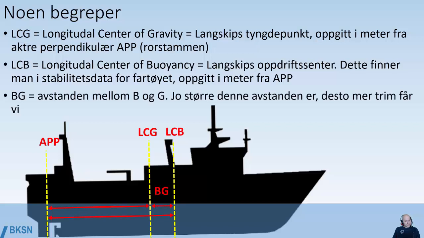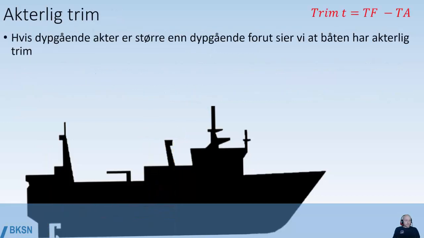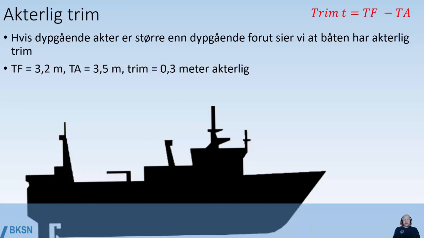BG is the distance between B and G. So the distance between longitudinal center of buoyancy and the longitudinal center of gravity. And the bigger this distance is, the more trim we have. If the draft aft is bigger than the draft forward, we say that the boat has aft trim. In this case here, draft forward 3.2 meters, draft aft 3.5, which gives us a trim of 0.3 meters aft.